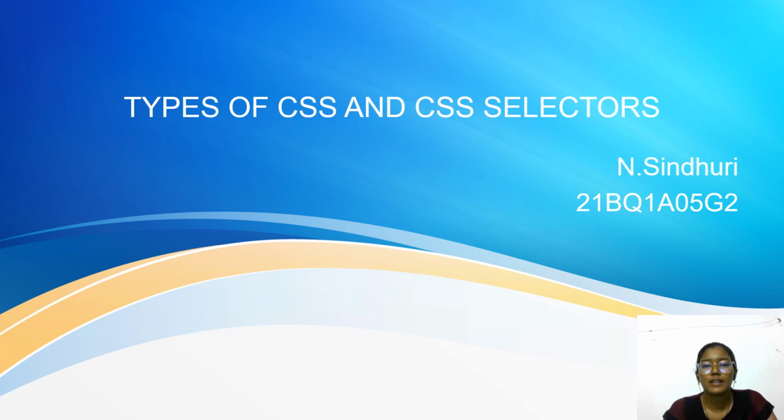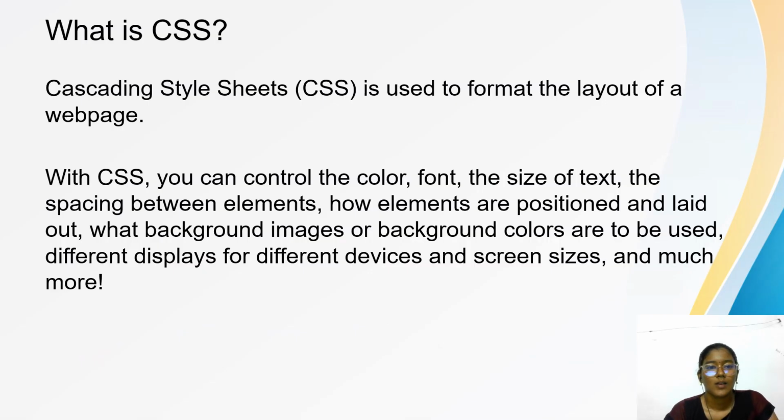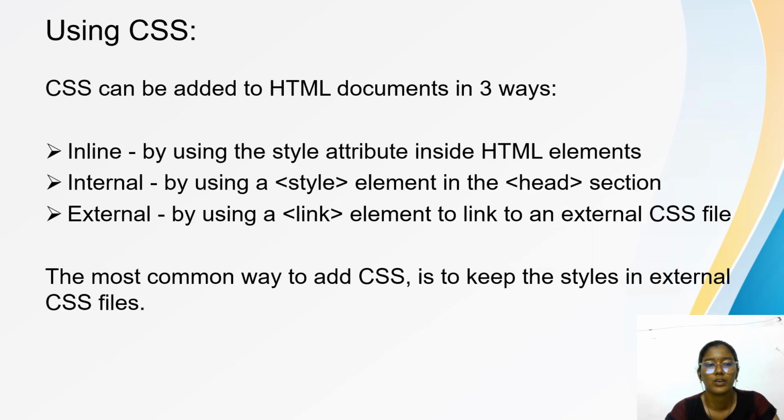Now I am going to explain the topic about types of CSS and CSS selectors. What is CSS? Cascading Style Sheets is used to format the layout of a web page. With CSS, you can control the color, font, the size of the text, the spacing between elements, how elements are positioned and laid out, what background images or background colors are to be used, different displays for different devices and screen sizes, and much more.